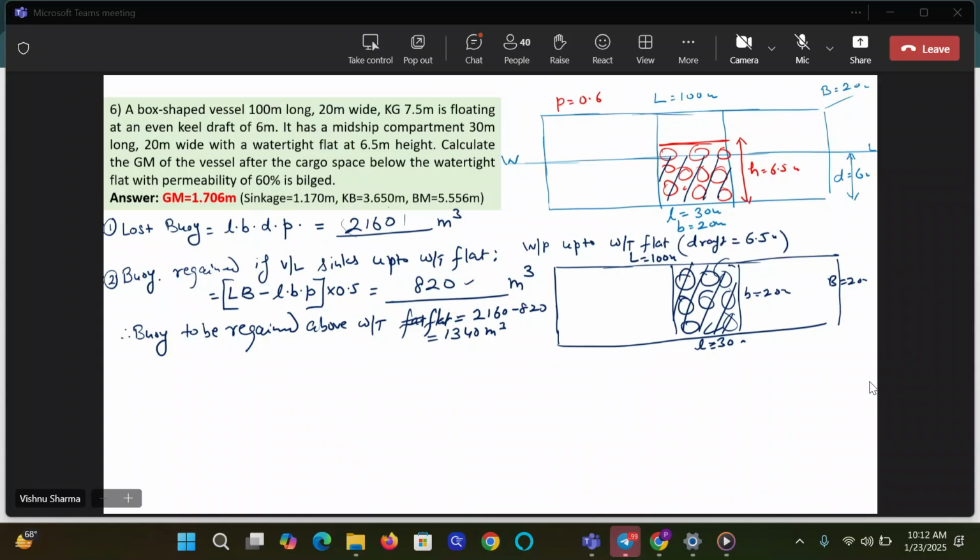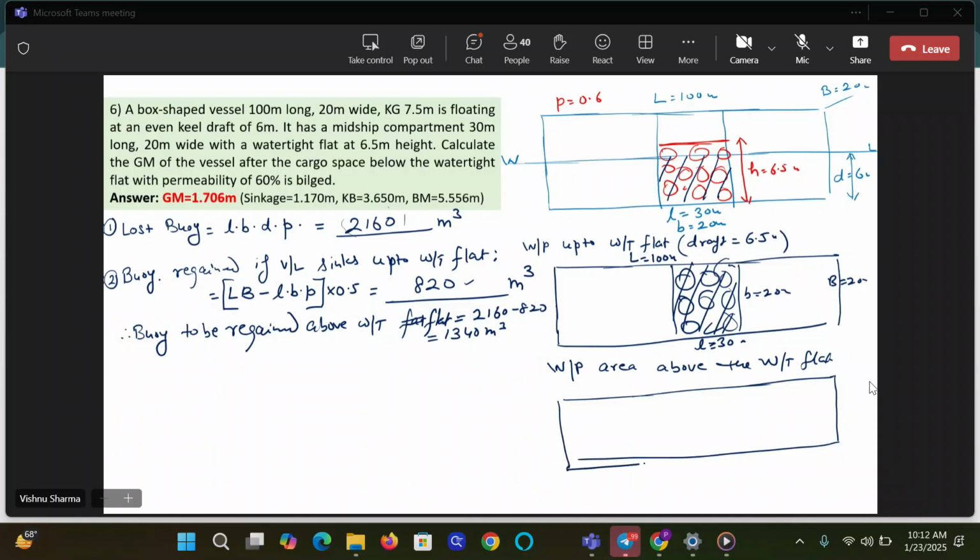What is the water plane area above the watertight flat? Now I'm drawing it here. Water plane area above the watertight flat. It will be fully intact, guys. There will be no loss of water plane. Do you agree with me, or do you have any reservations on it, guys? There will be no loss of water plane, correct? Am I right?